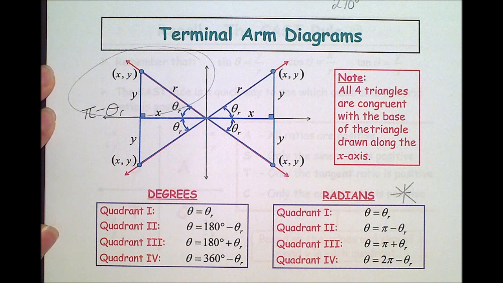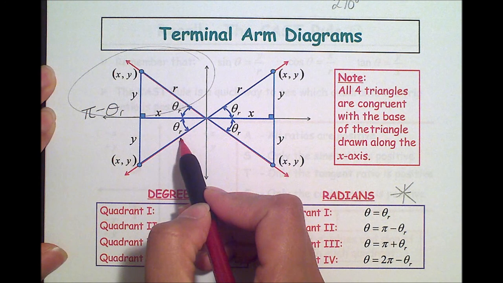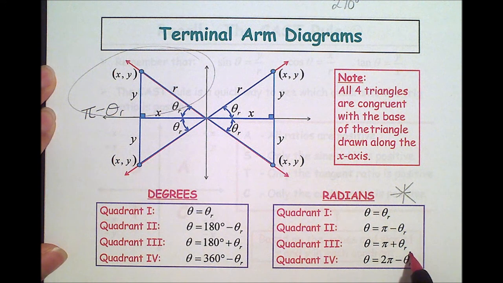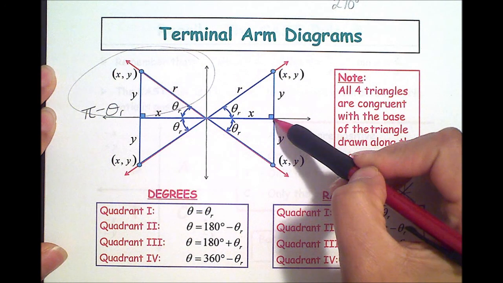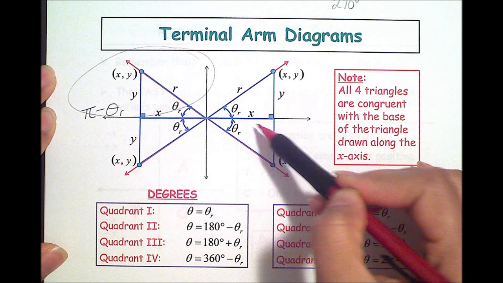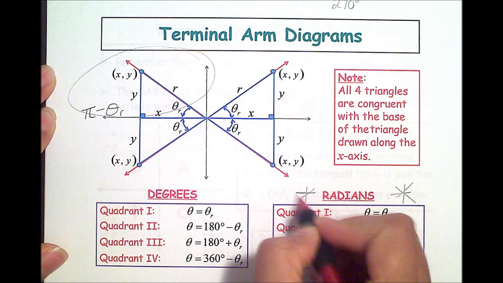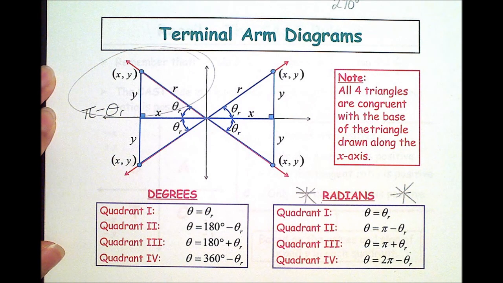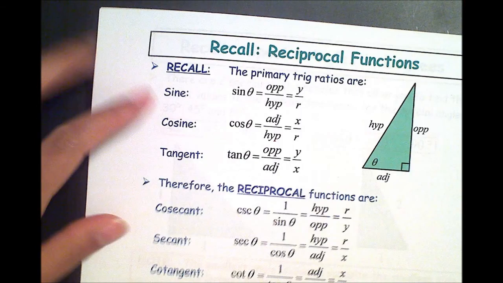In quadrant 3, because it's a little bit more than half a rotation, you would do pi plus the related acute angle. In quadrant 4, same idea: a full rotation would be 2 pi radians, so you would do 2 pi radians minus the related acute angle. These are the new ways for you to figure out the angle in any one of the four quadrants. Some more things for you to remember from last year.